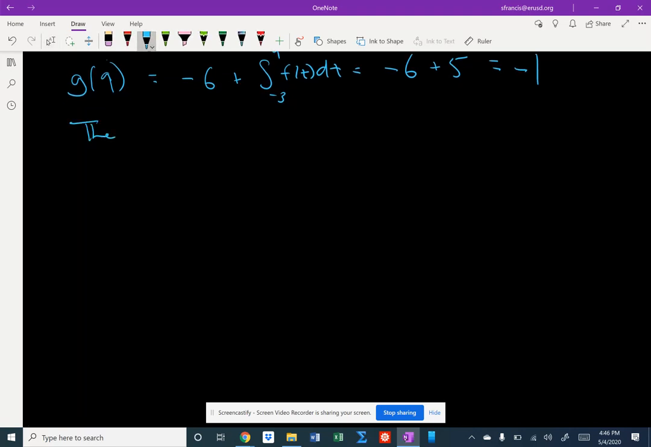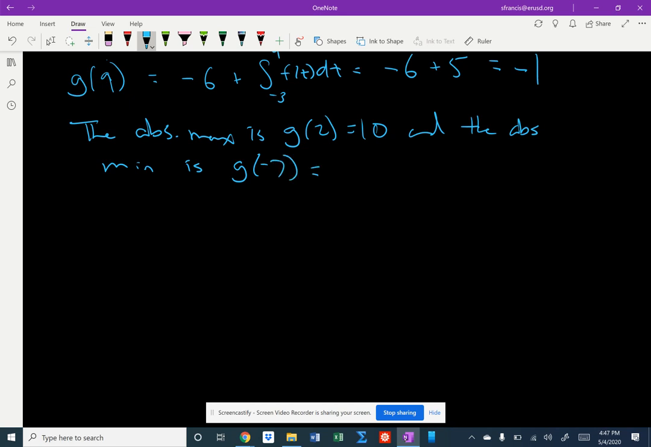So the absolute max is G of 2, which equals 10, and the absolute min is G of -7, which is equal to -9. Now be careful here. Some of you tried to answer this with the x coordinate, not the y coordinate. It does not say give the x coordinate for the absolute max and the x coordinate for the absolute min. It says what is the absolute max and what is the absolute min. So it's asking for the y coordinates. And if you don't give those, you're not going to receive full credit. So be careful for that. Some of you made that mistake.